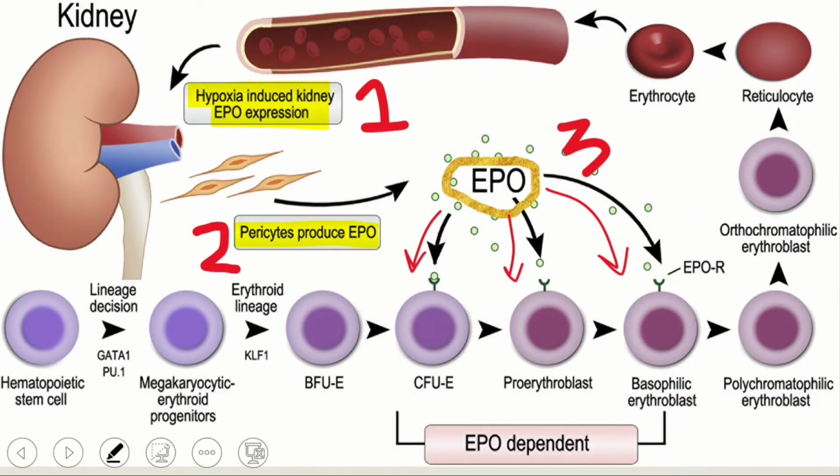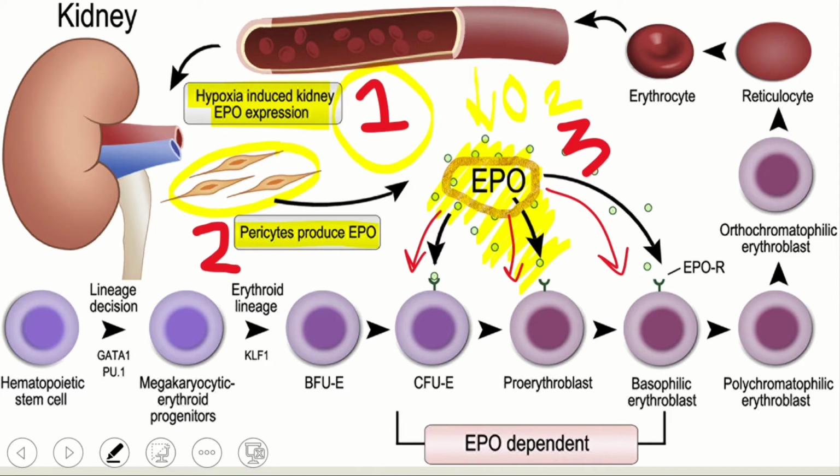For example, step 1 is that hypoxia induces the kidney. First of all, the kidney detects that the oxygen level in the blood is low, so it starts releasing EPO by its pericyte cells. Now this EPO, these are small hormones. EPO, we have discussed its structure.